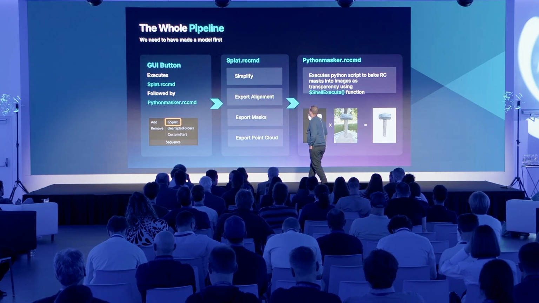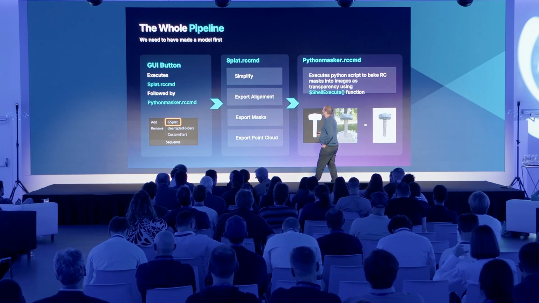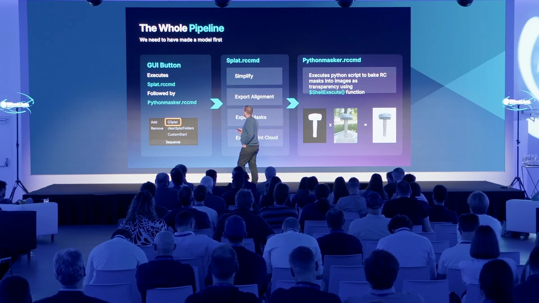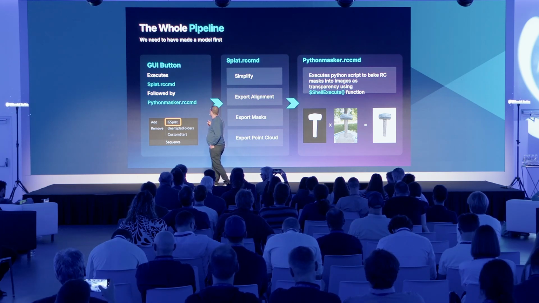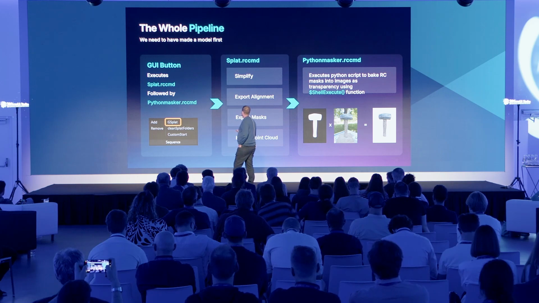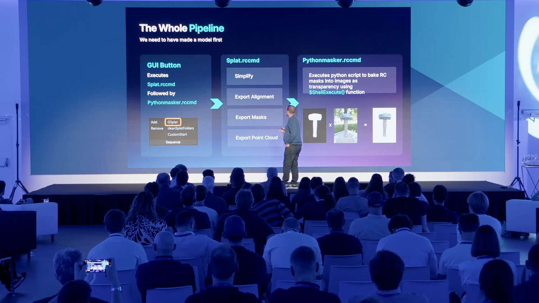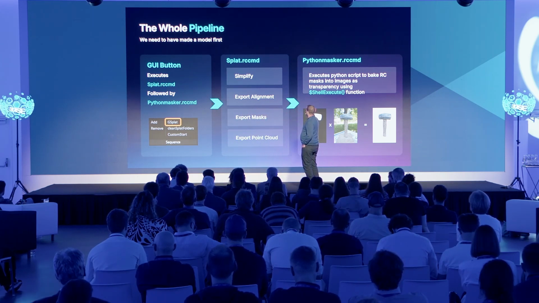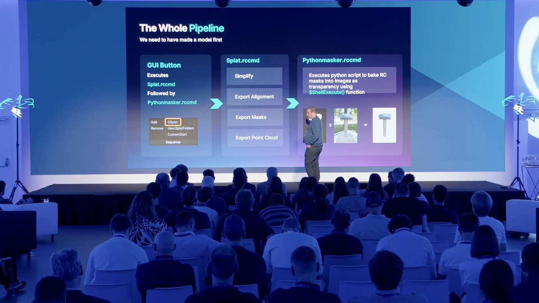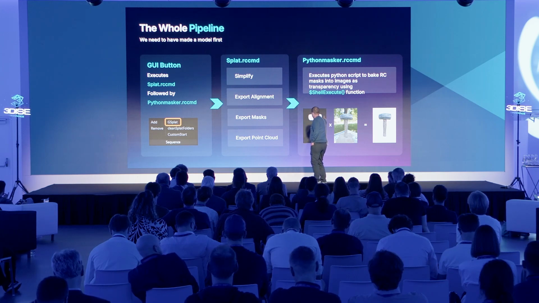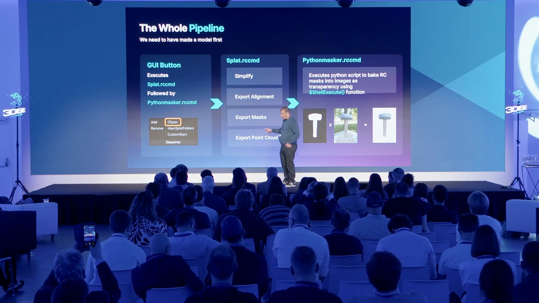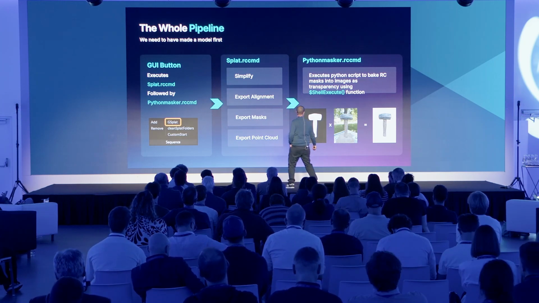OK, so let's have a look at the whole pipeline. So we make a button in the GUI, how I showed you earlier with the sequencer, and that's going to execute two RCcmDs. One is splat RCcmD, and one is Python masker RCcmD. And the splat one will simplify, export alignment, export the masks from the mesh model, by the way, which makes these masks here, and export the point cloud, which was the PLY exporter we showed earlier.